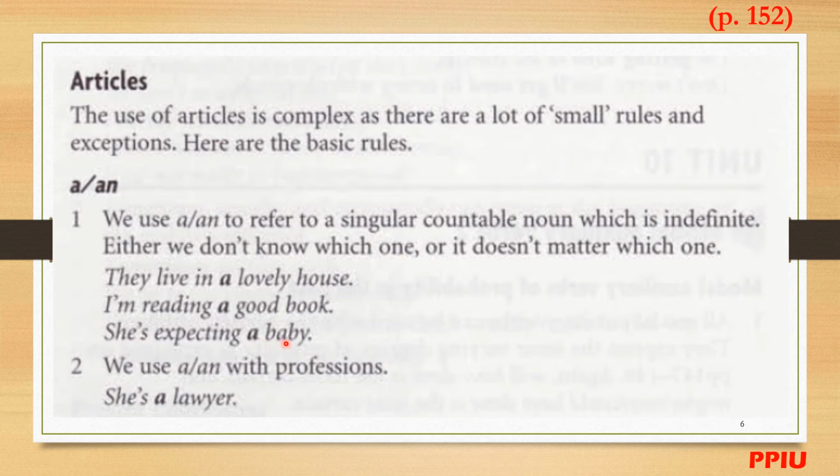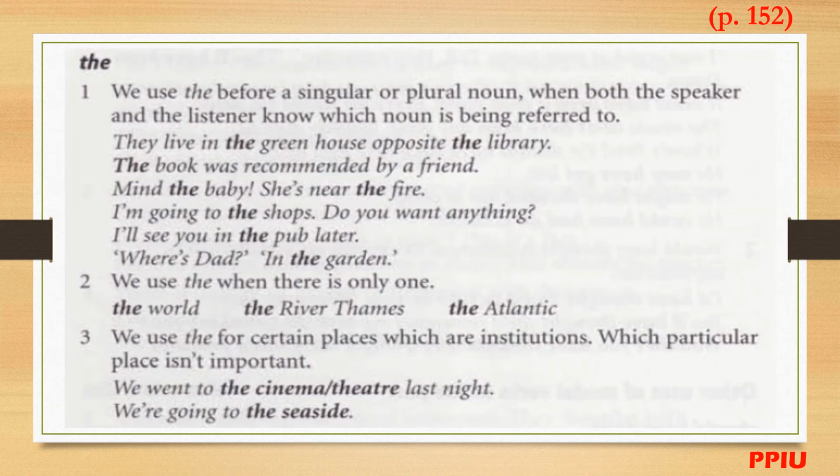Number two, we use a and an with professions. She is a lawyer. She is a teacher. She is an accountant, for example. So a and an can also be used with professions. Okay, that's it about a and an. Let me move to the next one.